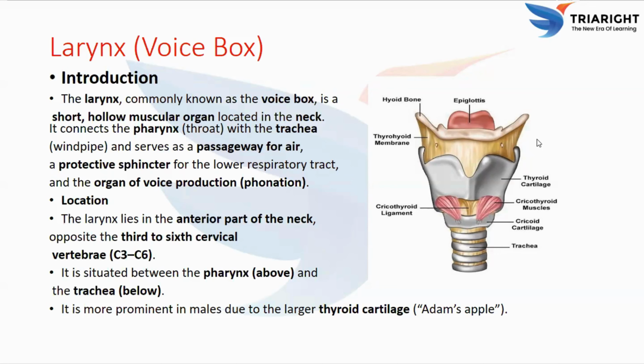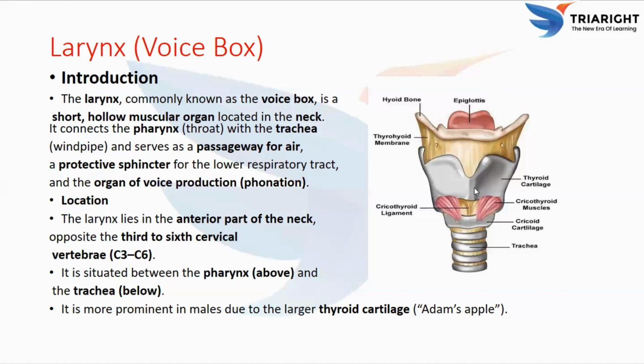So you can clearly see a picture of the larynx over here, and the ligaments and also the cartilages of the larynx. The larynx is commonly called the voice box. It's a short, hollow, muscular organ in the neck. It acts as a connection between the pharynx and the trachea: towards the top you find the pharynx and towards the bottom you find the trachea.